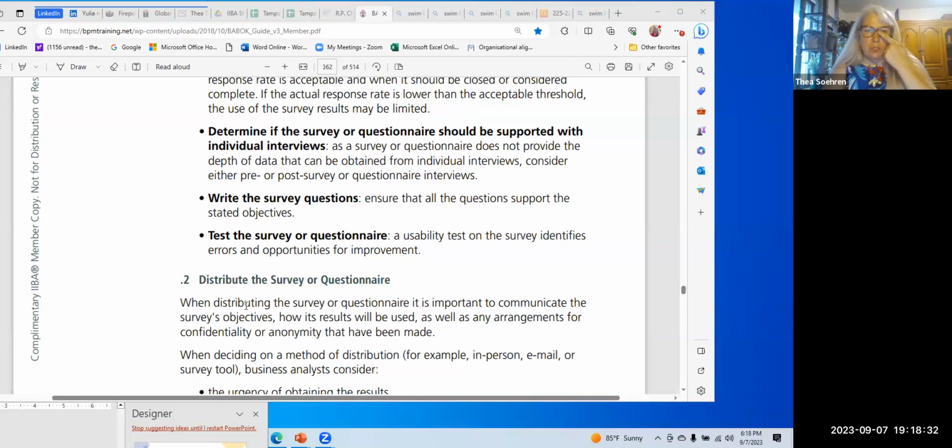Write the survey questions. After you've figured out the demographics, the quantity, what type of questions, what your goal is, everything else, then write your survey questions. And be sure that all the questions support your stated objectives. And then test the survey or questionnaire. A usability test identifies the errors and opportunities for improvement.